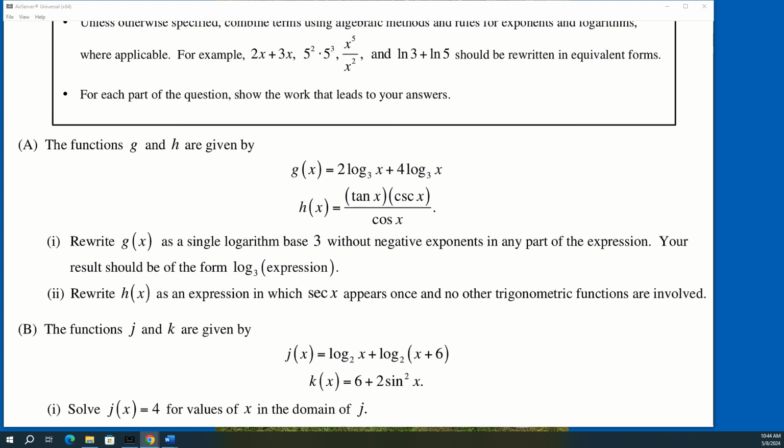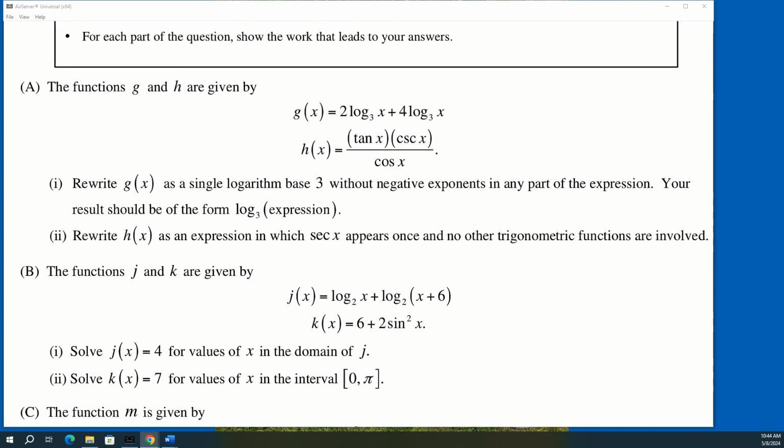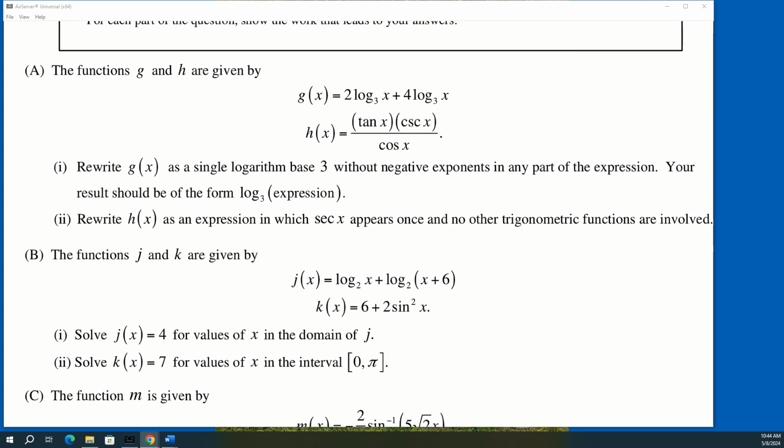All right, so we're going to do the yellow one first. And so it's going to involve logarithms. It could also involve exponential. It's definitely going to involve some trigonometric stuff. And so part A, part I tells us to rewrite G as a single logarithm of base 3 with no negative exponents. And your final answer should just be log base 3 of something.